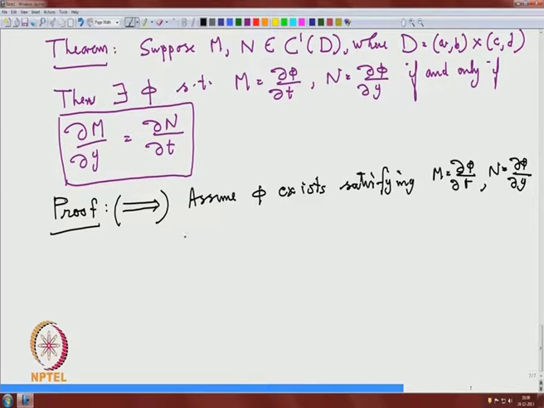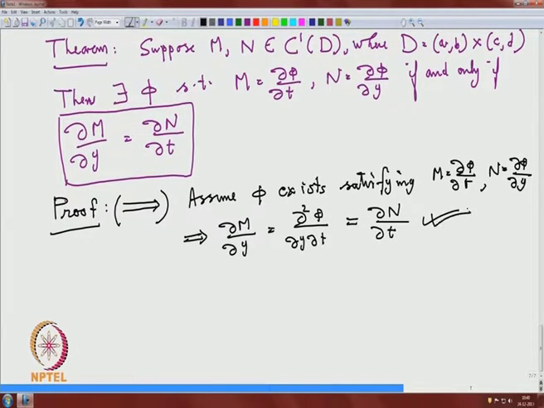Then that implies, this is a trivial part I am telling, dm/dy is equal to d²φ/dy dt. By interchanging, for smooth functions the derivatives can be interchanged, you get this is equal to dn/dt. So, that is fine. That is okay. So, the converse is the one you have to prove.